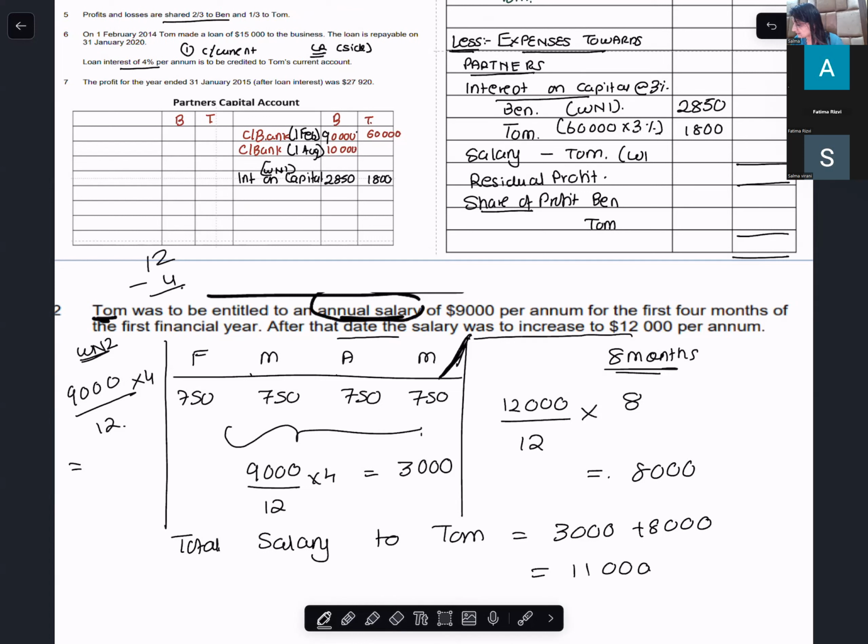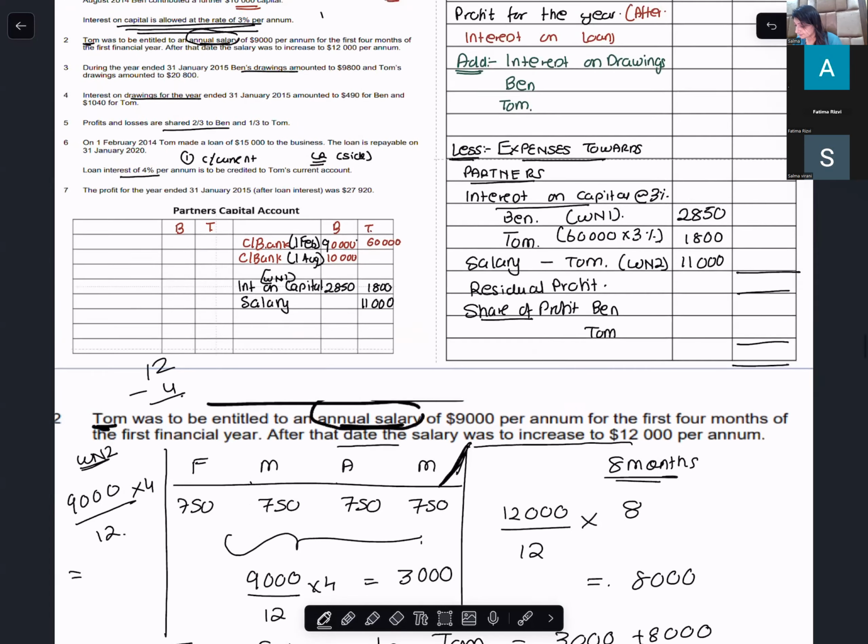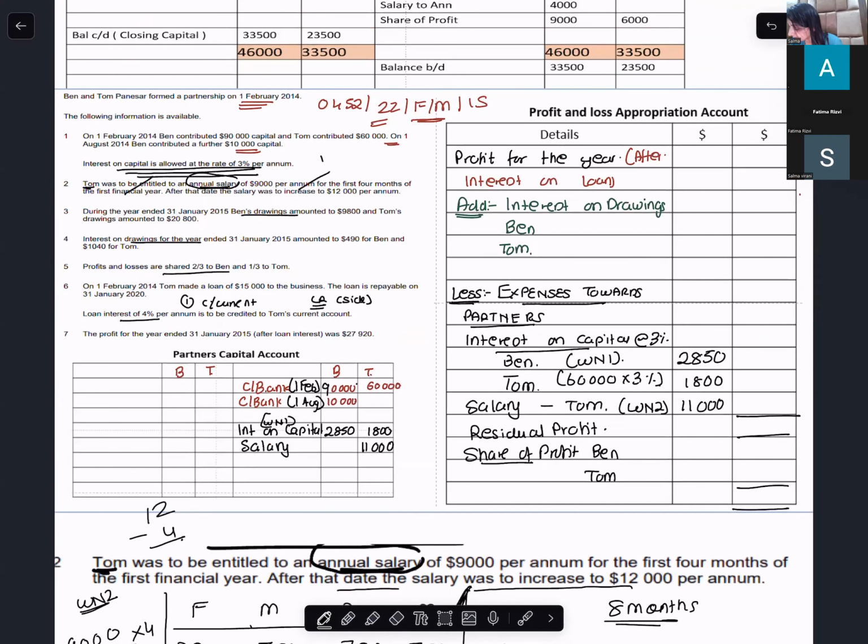This is working note number 2. Salary to Tom will come under the capital account, credit side. Are you with me? Yes, miss. Second adjustment done.